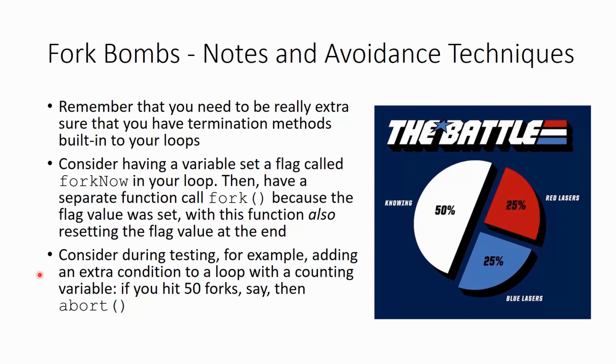Another way to do this is that maybe you wrap fork around another function call where there is some sort of extra condition, some sort of counting variable that tracks the number of times fork has been called. So maybe when you hit 25 or 50 forks, you would call the abort function. Abort is different than exit. Abort just says die now. Don't do any cleanup, don't be careful, just immediately exit the program. So if you hit say 50 forks, then just die immediately. So that's kind of interesting. And now you know, and knowing is half the battle.